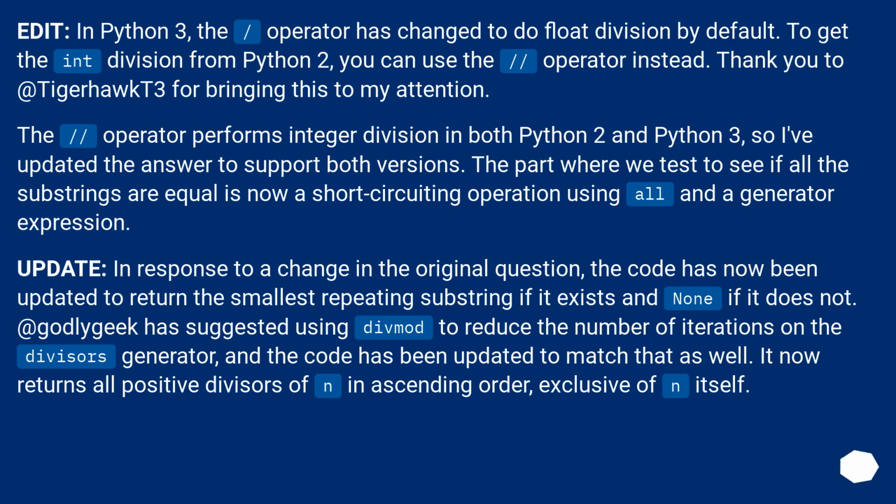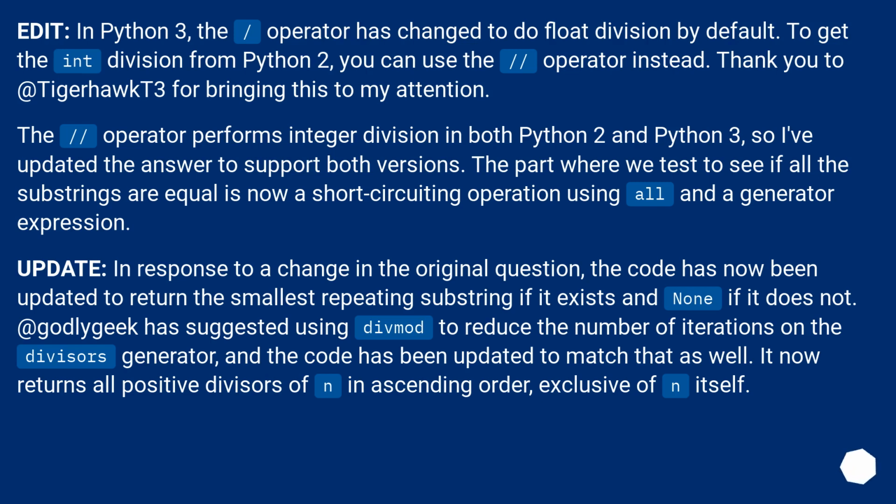Edit: in Python 3, the / operator has changed to do float division by default. To get the int division from Python 2, you can use the // operator instead. Thank you to TigerHawk3 for bringing this to my attention. The // operator performs integer division in both Python 2 and Python 3, so I've updated the answer to support both versions. The part where we test to see if all the substrings are equal is now a short-circuiting operation using all in a generator expression.